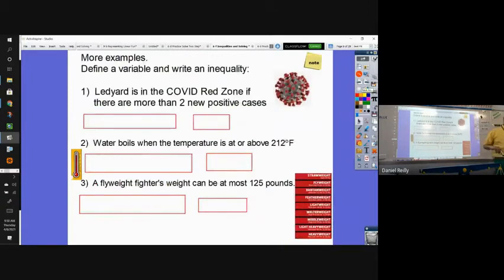All right, so here's three more examples. There's two boxes on each one. Why is the first box there? Evie, what do you do in the first box? Correct, define the variable, and then write your inequality. Go ahead and take a shot at these.